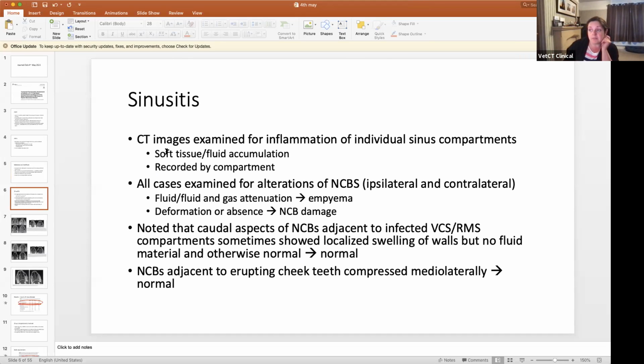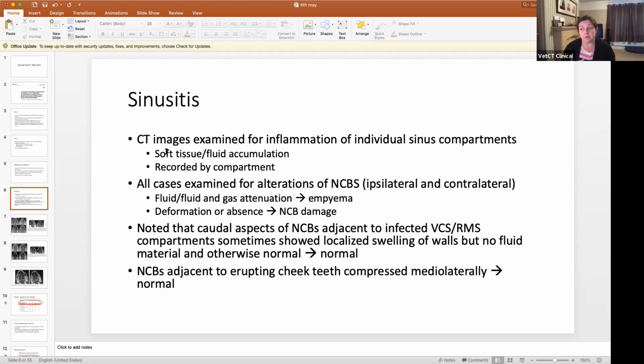So they examined the CT images for inflammation of the individual sinus compartments, and they defined inflammation as soft tissue or fluid accumulation. They recorded that per compartment: rostral maxillary, ventral conchal, caudal maxillary, conchofrontal, sphenopalatine, ethmoid. So they actually individually recorded the sinuses. And they examined all cases for any alteration of the nasal conchobullae, looking at both the affected side, the ipsilateral side, and the unaffected contralateral side.